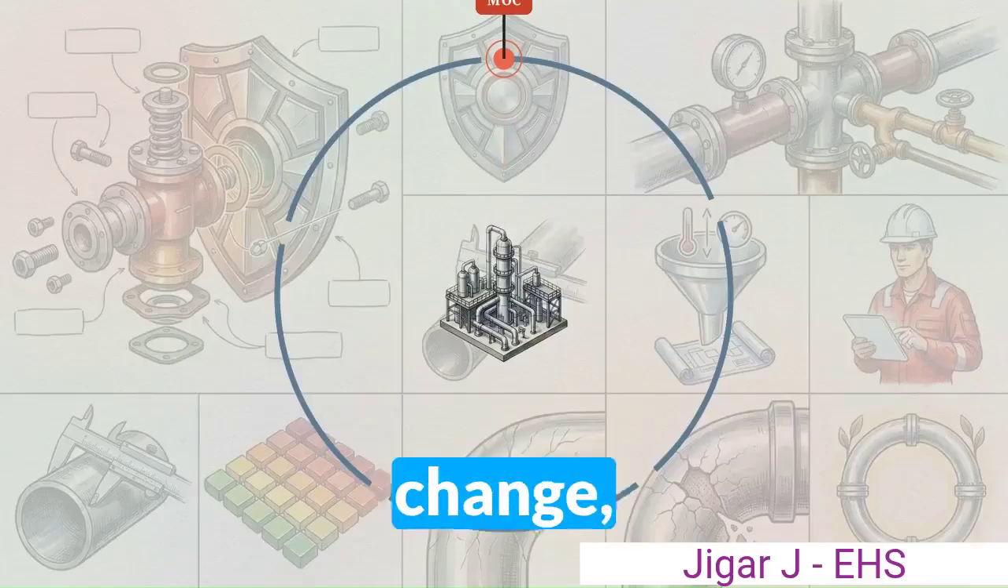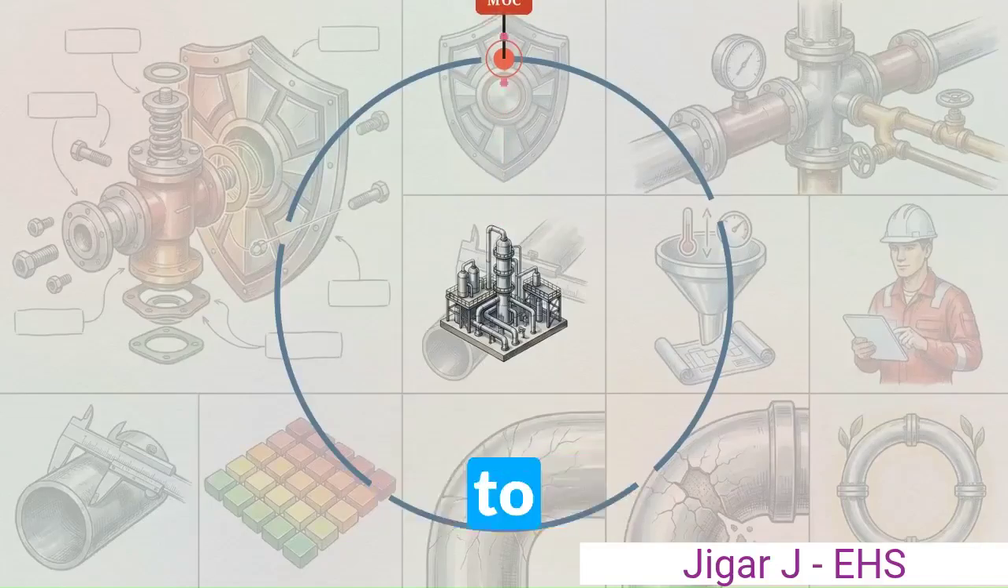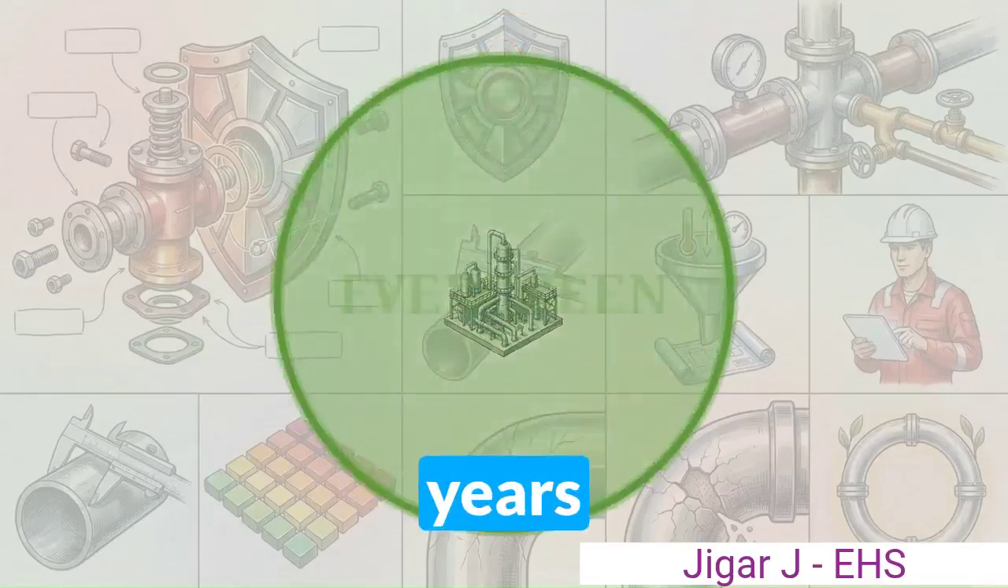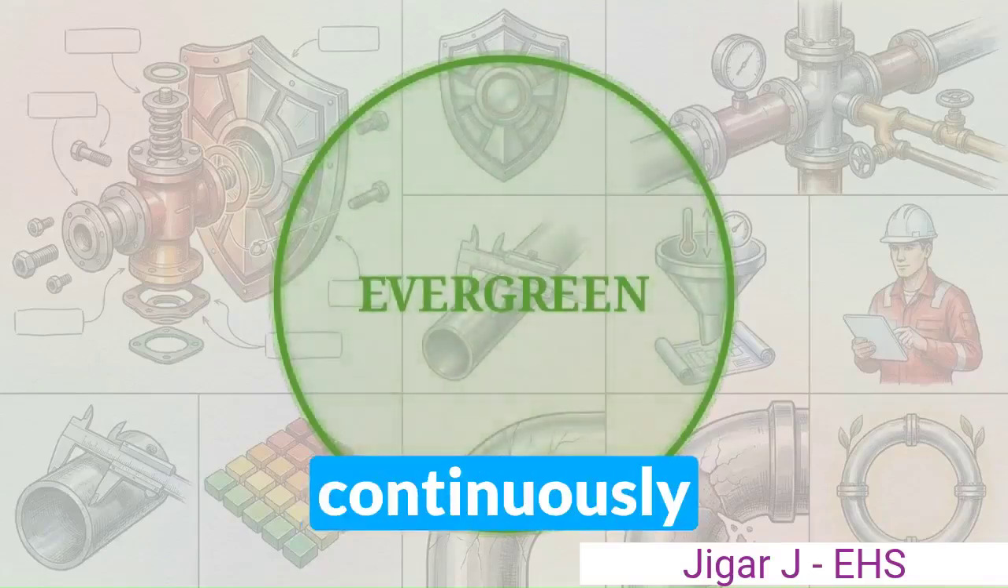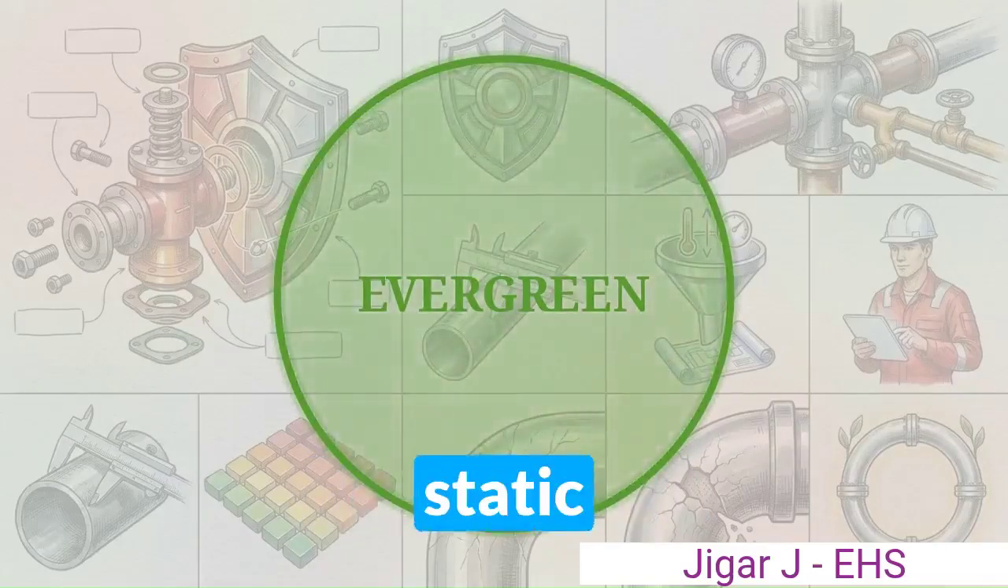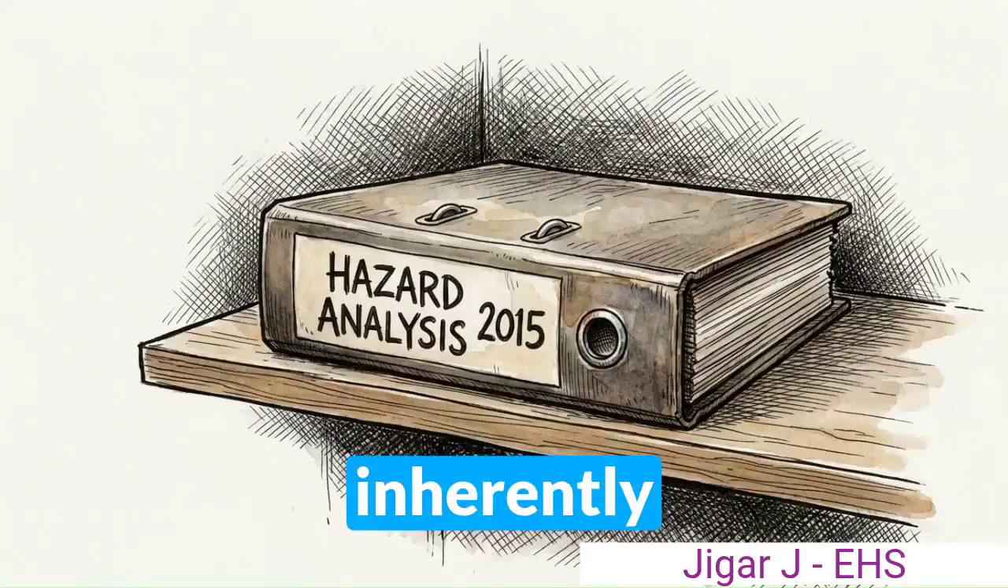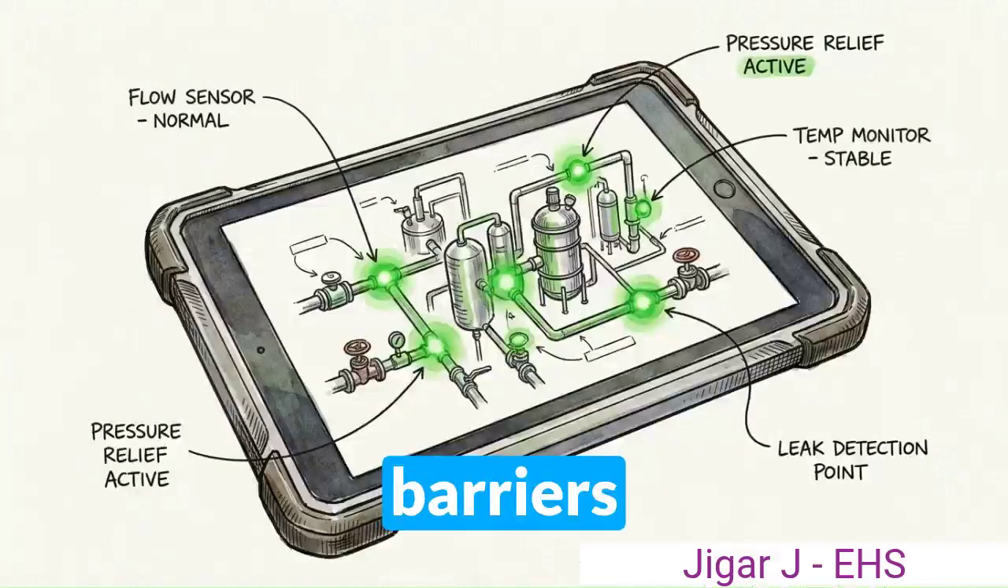To combat creeping change, OSHA requires facilities to update PHAs every 5 years or maintain data continuously as an evergreen PHA. A static hazard analysis is inherently dangerous. Safety barriers only prevent disasters if they adapt to the current physical reality of the plant.